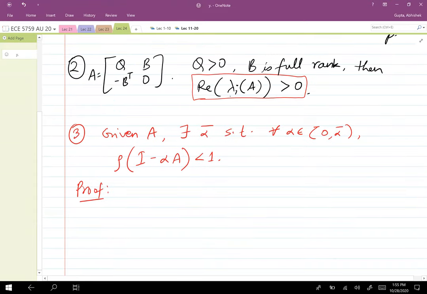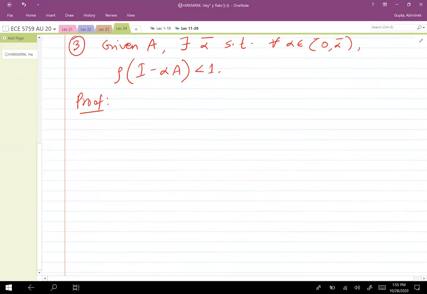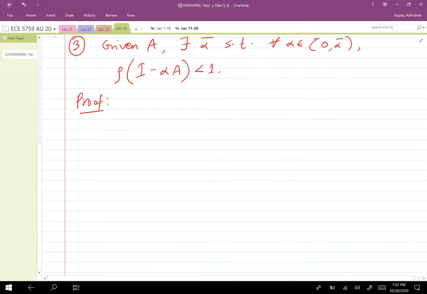Remember, what we know is that the real part of the eigenvalue of A is going to be strictly greater than zero. That's something we know. Okay, so what do we know? We know that the real part of the eigenvalue of A is greater than zero. And of course, yeah, that's it. That's all we know.